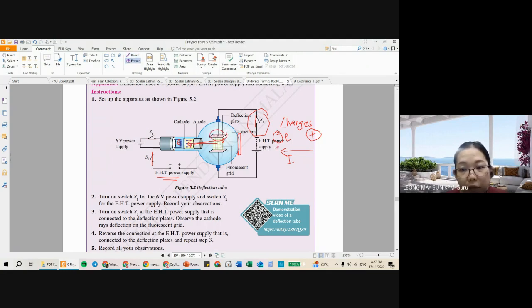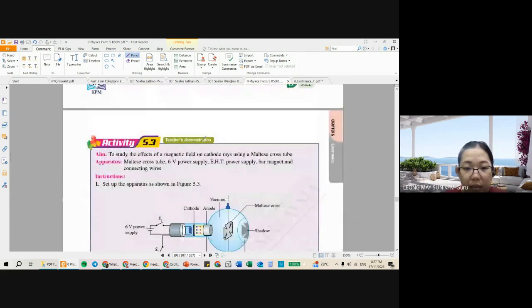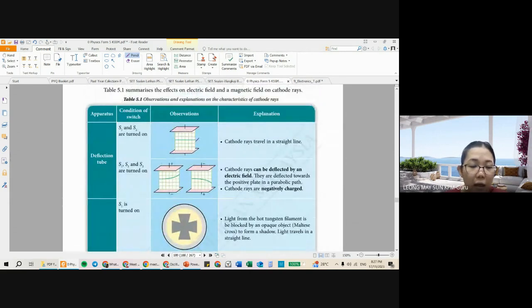Why is it positively charged, in case you ask? The main reason is that the extremely high tension power supply over here has a positively charged plate, and the bottom part is a negatively charged plate. So this plate at the top will be positively charged. So the electrons, being a negative charge, will be attracted towards the positive plate. And hence, that's the reason why when S1 is on, S2 is on, and S3 is on, the electrons deflect upwards towards the positive plate.